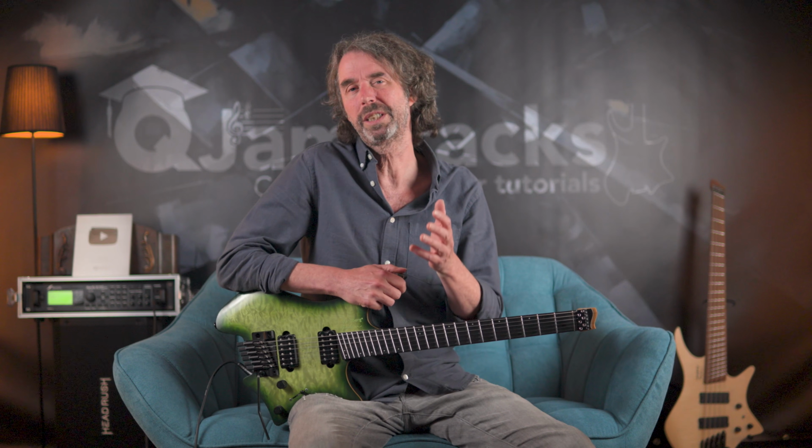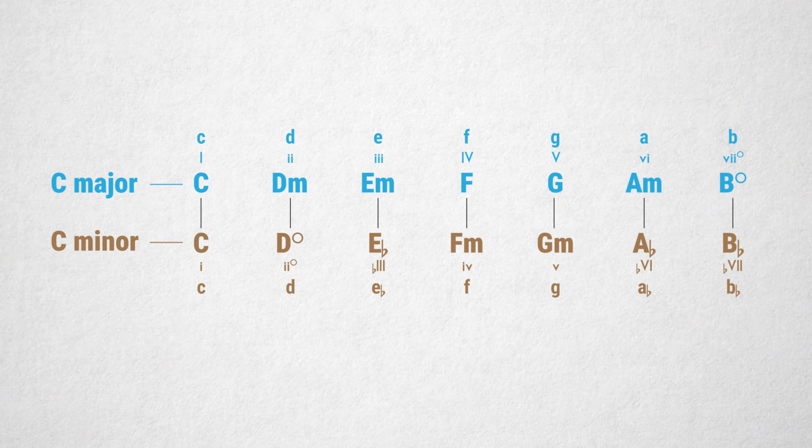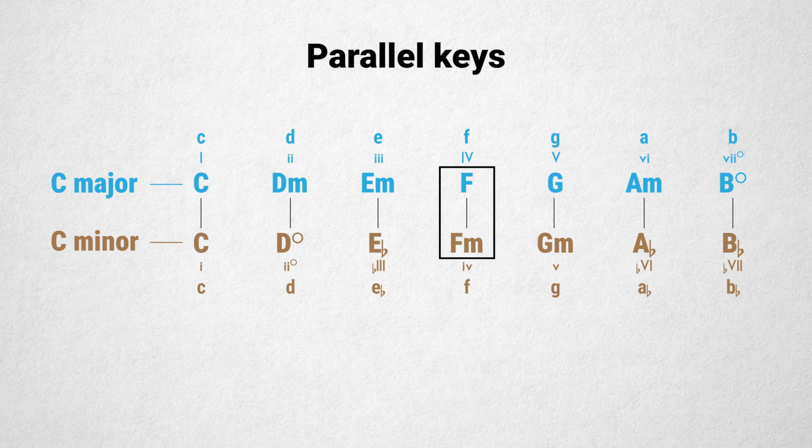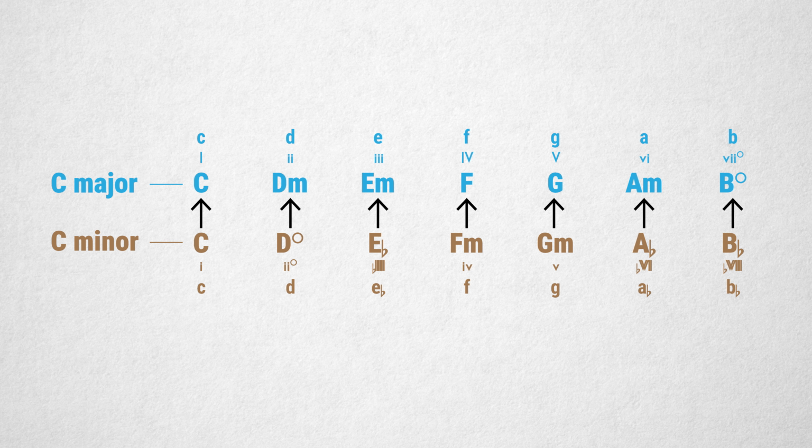The first thing that we're going to do is use a technique called modal interchange, which simply means that we will mix chords from the minor scale with the chords from the major scale, like C major and C minor. These are called parallel keys. On each degree we'll find different types of chords. We're going to borrow chords from one key and insert them into the other.